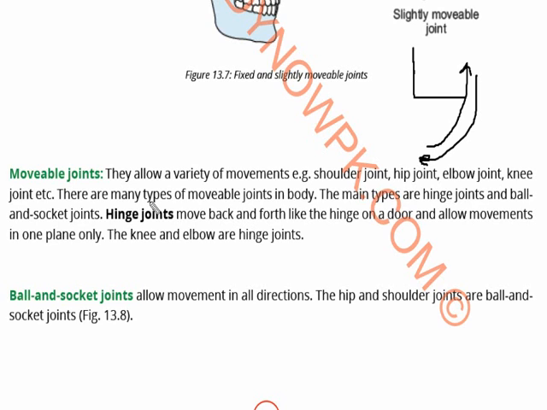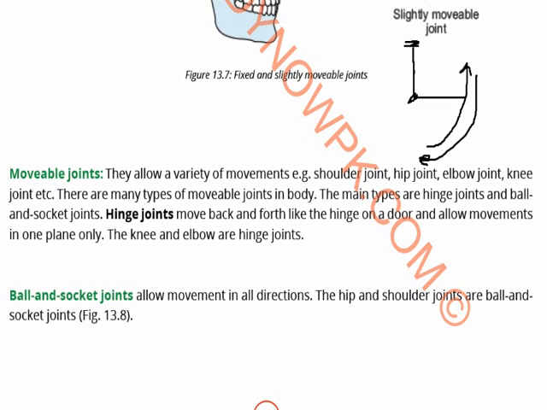Ball and socket joints allow movement in all directions. The hip joints and the shoulder joints. If this is your elbow, then this will be your shoulder. This shoulder can move in all directions, and again the hip also can move in all directions, but the knee cannot move in all directions. It will just move in one plane.